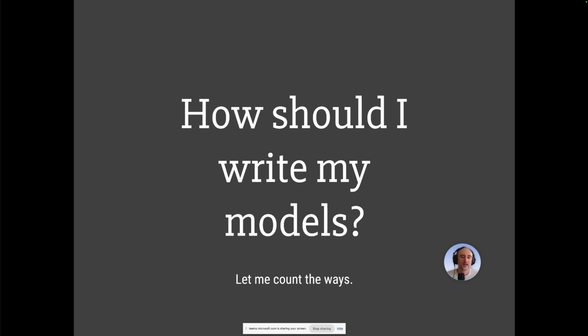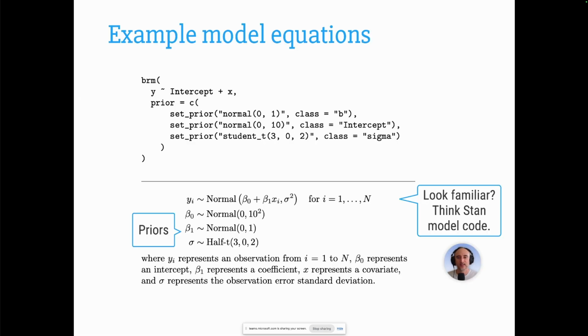How should I write my models? There's lots and lots of ways. Let me just show an example here of some way that I might write a model. So this is coming back to the linear regression that we've talked about throughout. I've got the BRMS syntax at the top. So I've got my model, I've got my priors, and then I've tried to translate that into equations at the bottom. And this should look familiar. This basically should look like the Stan model code, because that's all we're writing out here.